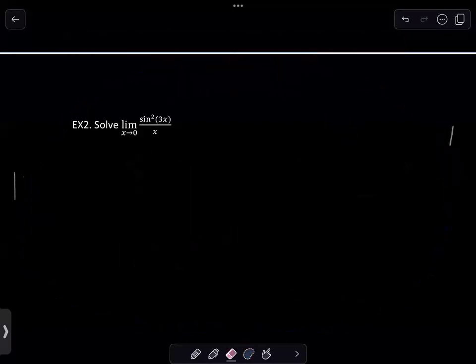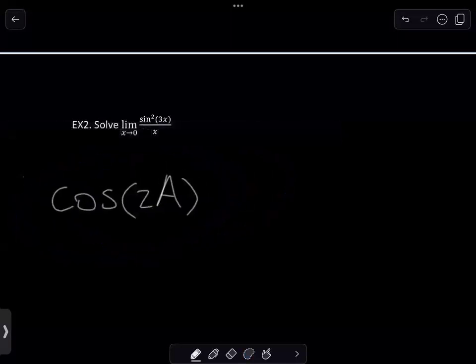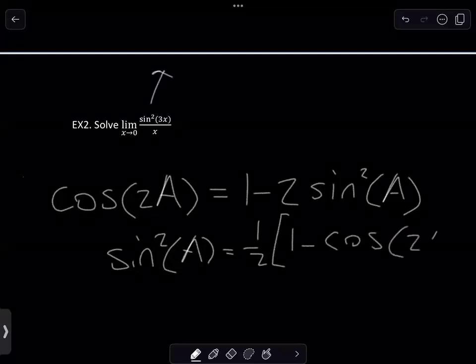Okay, from the guidelines, how you could solve this example without Bernoulli's rule, even though it's a bit tricky, is to make use of the fact that cosine of 2a, we're going to use a double angle identity, and that's what I mean by manipulation of this expression. Cosine of 2a is equal to 1 minus 2 sine squared of a, right? And then we would solve for sine squared of a because we have a sine squared here. So we would find that sine squared of a is equal to half times 1 minus cosine 2a.